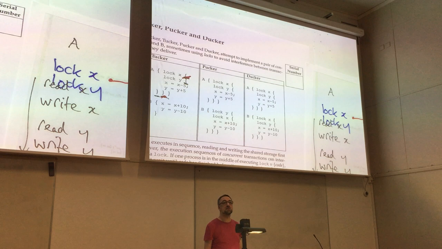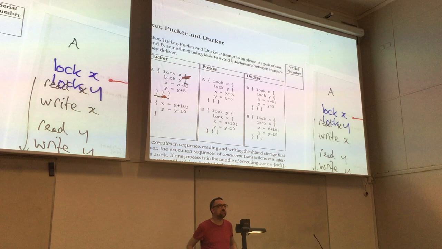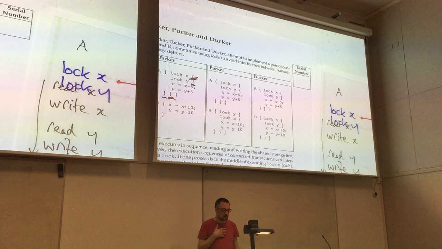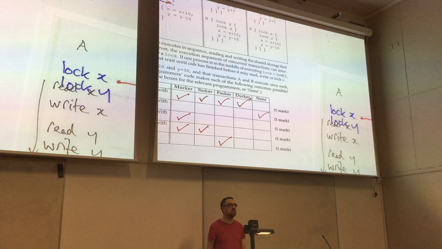So Ducker, by taking the locks in the same order, has done the right thing. It's a good clue, by the way, if your variables have names, take the locks in alphabetical order. That way you can be sure that you're not risking deadlock. When you see out of order variables being locked, you should be suspicious. Taking the locks in the same order made both transactions atomic, and that means the only possible outcome is the correct outcome. Well done, Ducker.